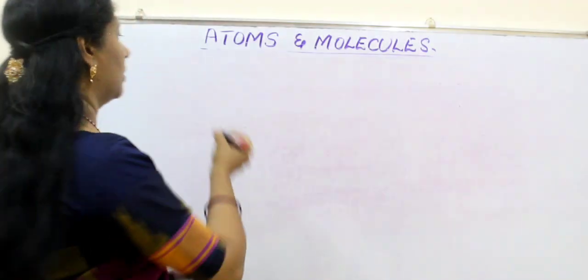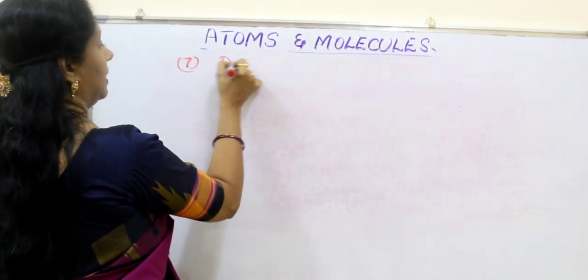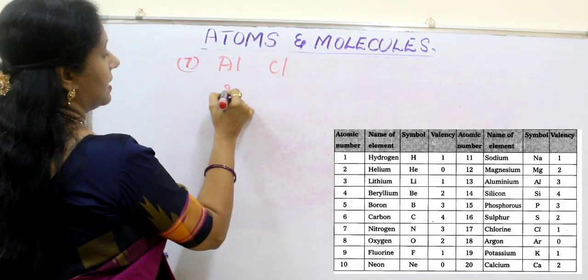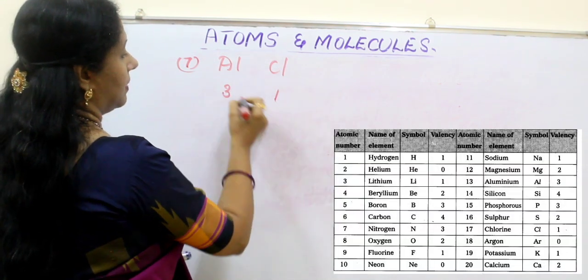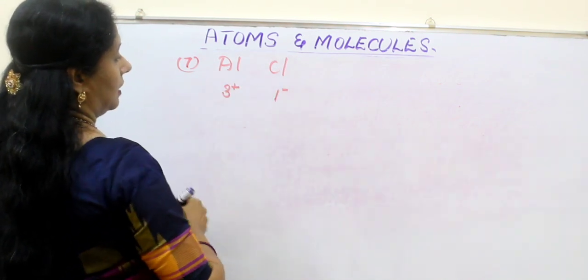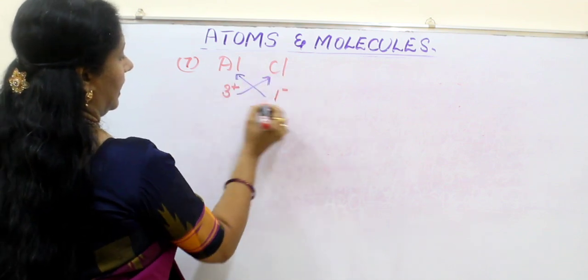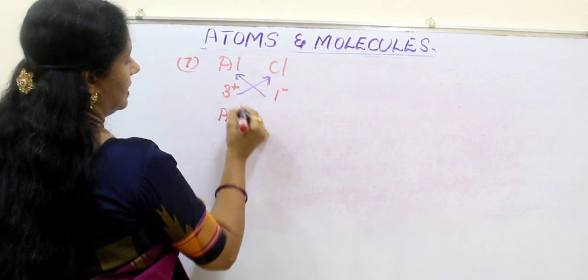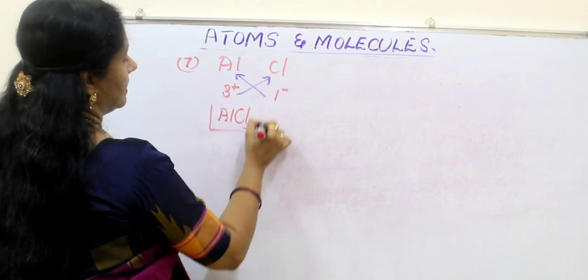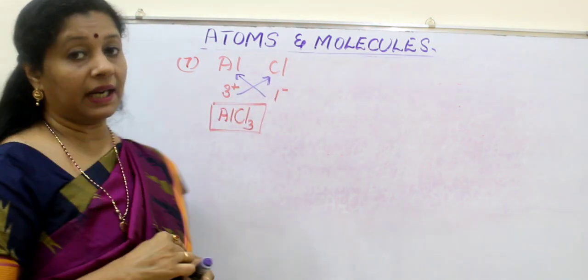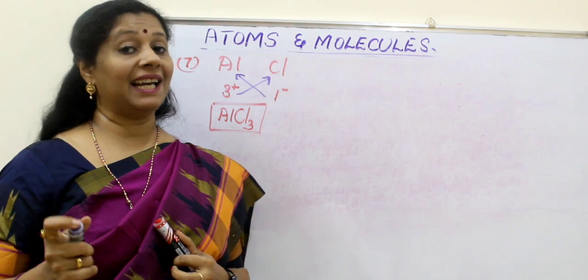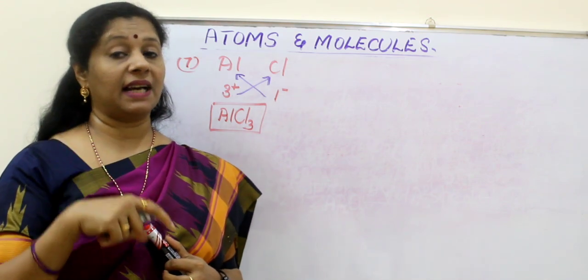So that's the next one. Let's see aluminium chloride. Aluminium and chlorine. Aluminium, what is the number? 3. Chlorine, what is the number? 1. So how can you write this? Al, no need to write 1. Cl3. AlCl3 is aluminium chloride, but for aluminium oxide we wrote Al2O3 because oxygen valency is 2.